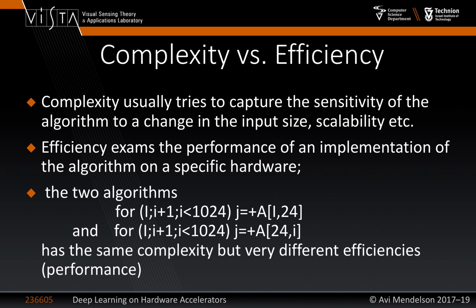Huge difference. But from the complexity point of view, it is the same. The complexity of the column-wise or row-wise implementation is just the same, because in complexity we are talking about sensitivity. If I take 1 meg instead of 1K, does it go linearly, exponentially, or polynomially? We don't care how much the baseline really costs. But when we talk about efficiency, all these details are extremely important.